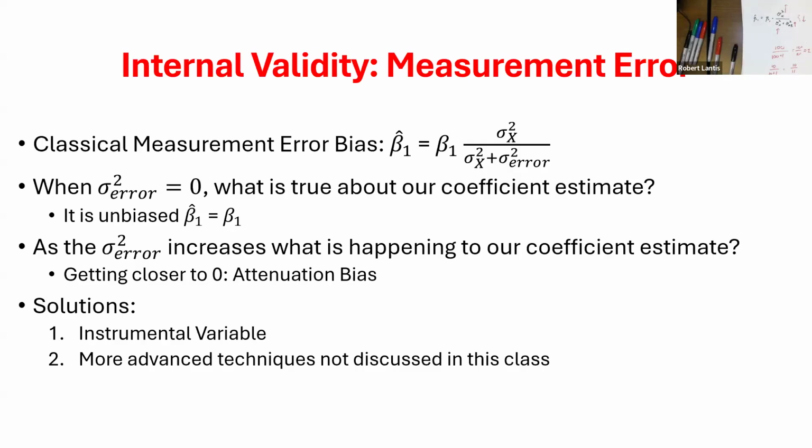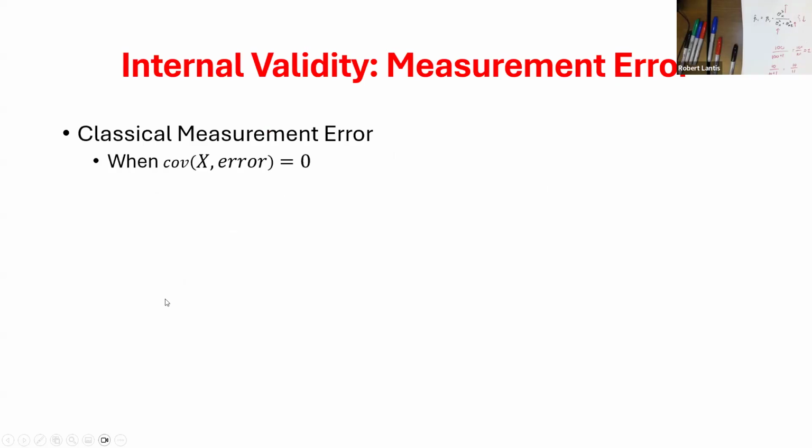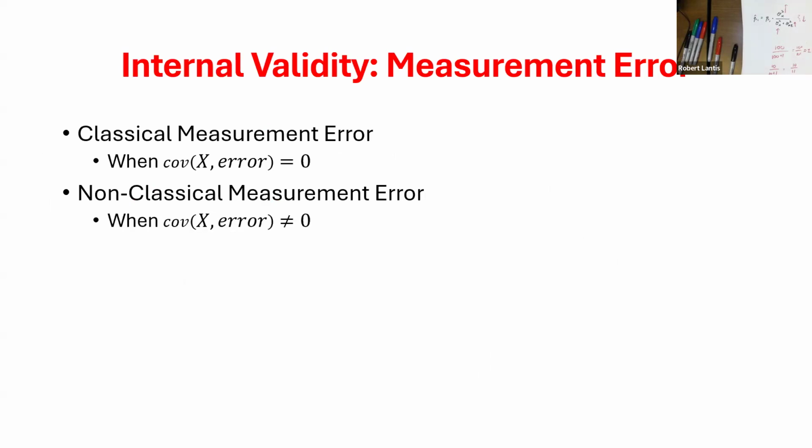All right. So one way we have to solve this, which we'll talk about later on in this class, is instrumental variables. So this is kind of an afterthought. With classical measurement error, we can actually put a sign and a size to what that attenuation bias would be. Now, non-classical measurement error is when the measurement error is related to the actual X values.